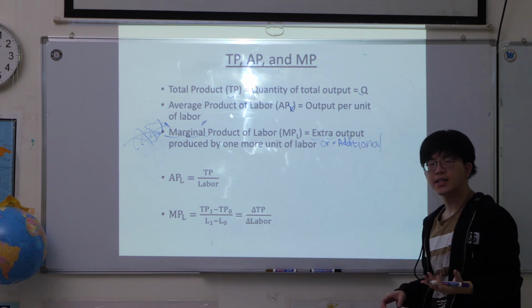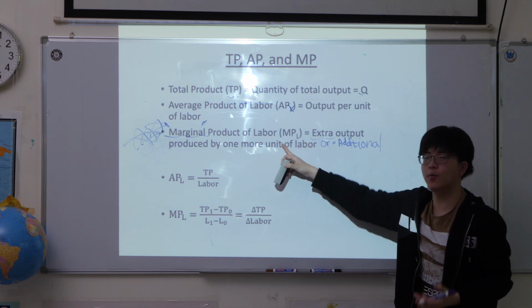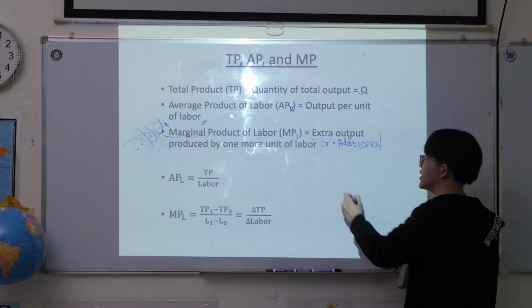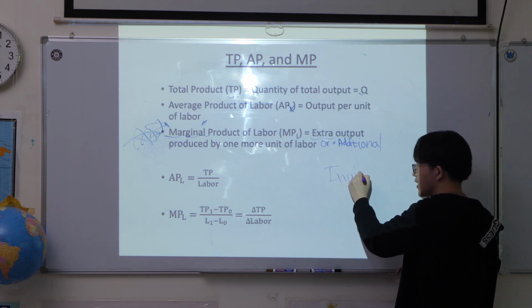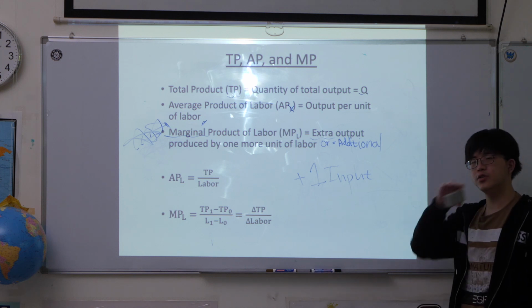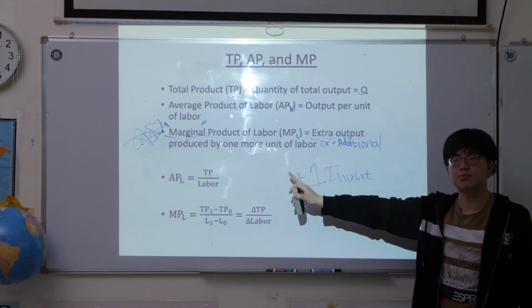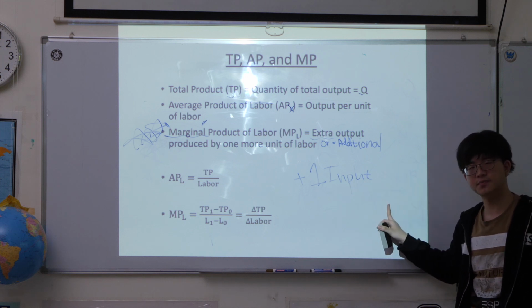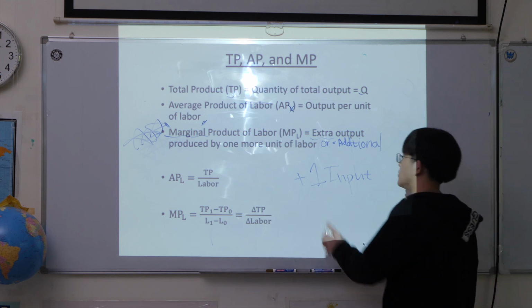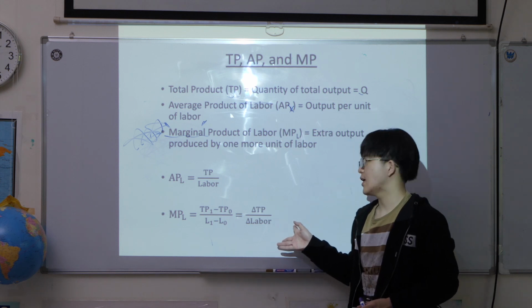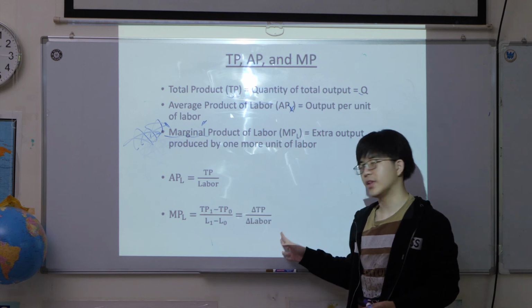So this means that when the input is increased by 1, you want to know how much product is produced when one input is increased. Here is a formula to find out the marginal product of labor.